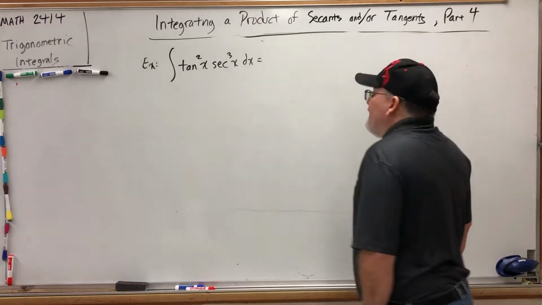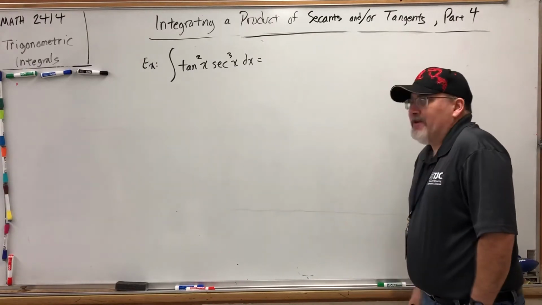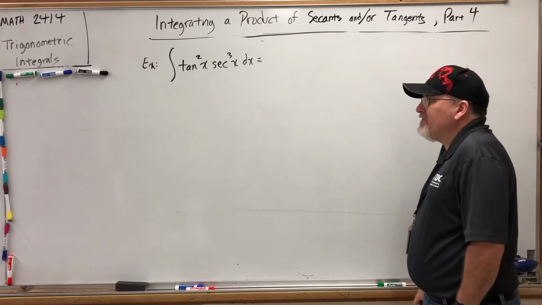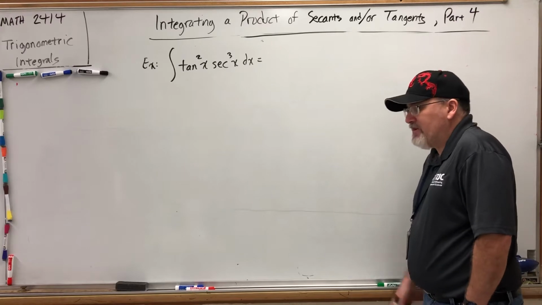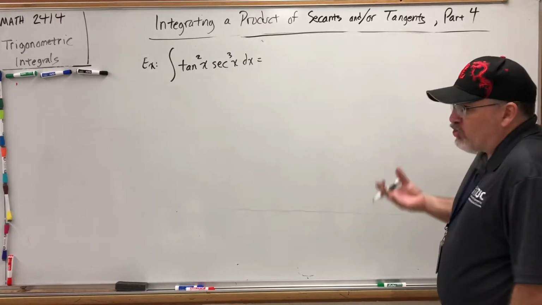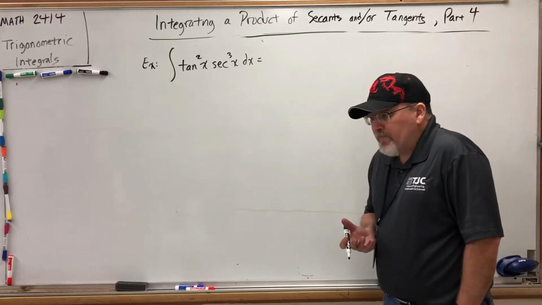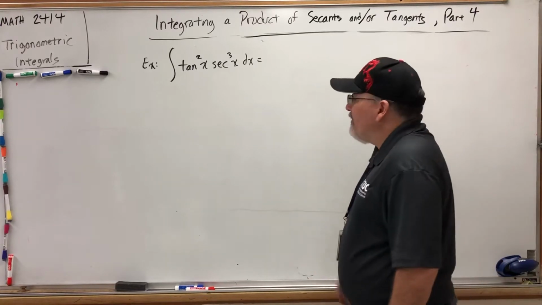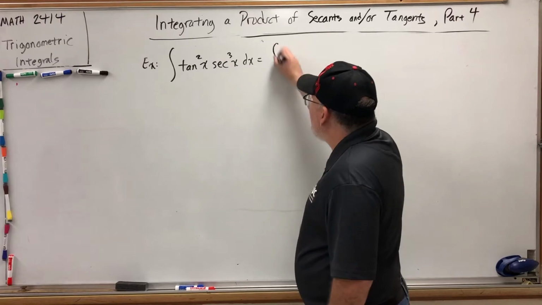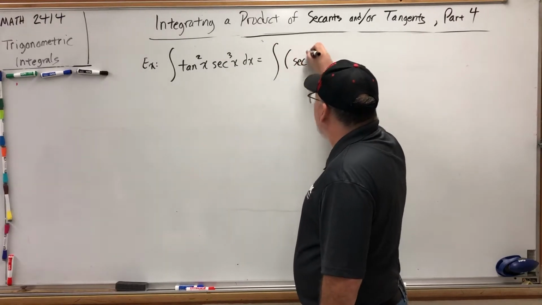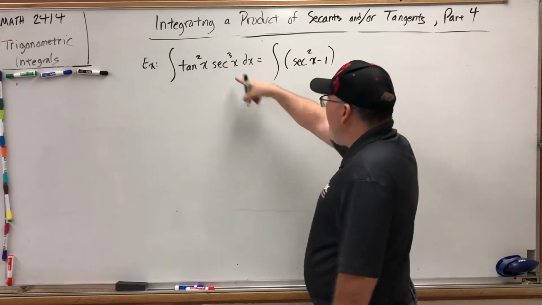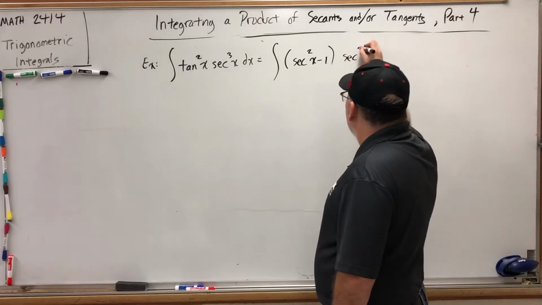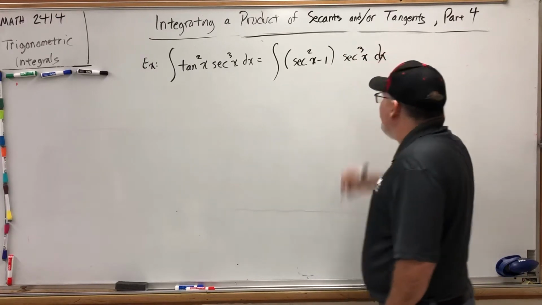The first thing I'm thinking is this doesn't fit either of the criteria for the power of tangent to be odd or the power of secant to be even. So I'm just going to try something and hope that it works. By try something, I mean let's try a Pythagorean identity. Because this is tangent squared, we can change it to secant squared minus 1, and still have the secant cubed. So at least it's all secants now.